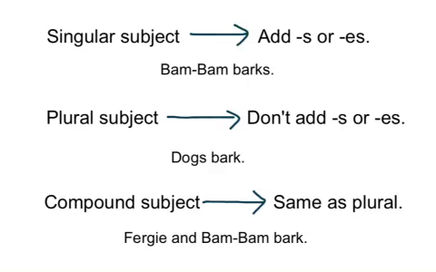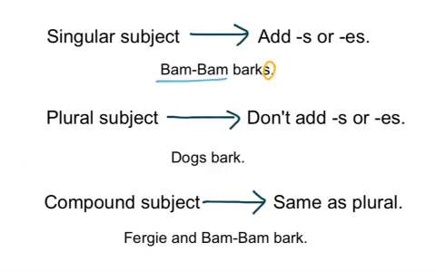Let's review one more time. There are three rules that you need to know. If the subject is singular, you add s or es to the verb. In the case of Bam Bam barks, Bam Bam is our subject. It's a singular subject, so our verb, bark, needs to have an s or es on the end.